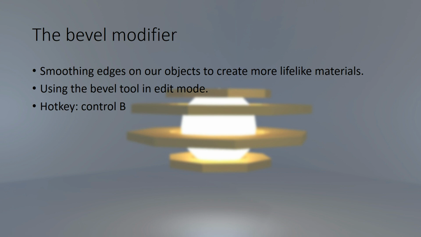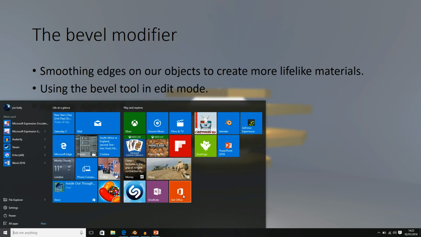In this lecture, we're going to be taking a look at the Bevel modifier. The Bevel modifier is a modifier that we can use to smooth edges on our object to create more lifelike materials, and we do this by adding geometry in a curved format. We'll be looking at how we can use this Bevel tool in edit mode and introducing the hotkey for the Bevel modifier, which is Control B. So let's go in to Blender.